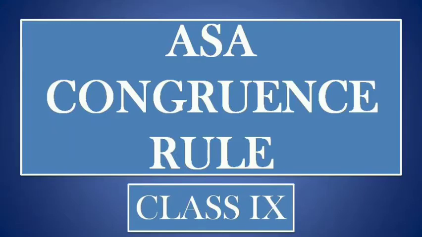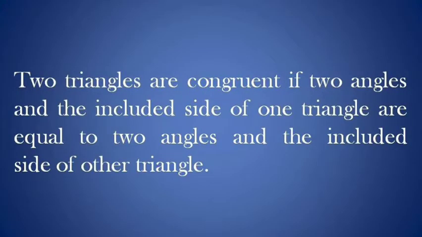Hello everyone, a video on ASA congruence rule, a concept from chapter triangles of class 9. The statement of the theorem says two triangles are congruent if two angles and the included side of one triangle are equal to two angles and the included side of other triangle. Let us see the proof of this theorem. This is theorem 7.1 from your textbook.